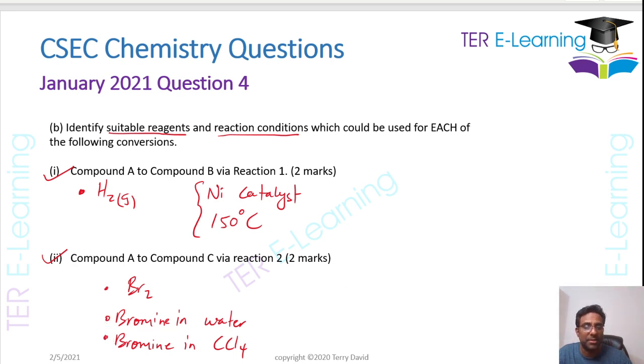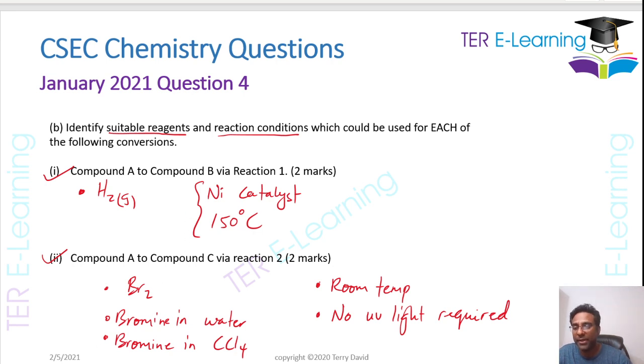And in terms of my condition, this reaction can take place at room temperature and you don't require any special lighting. So the condition could be room temperature, no UV light required. So this is what we are looking for here for part 2.